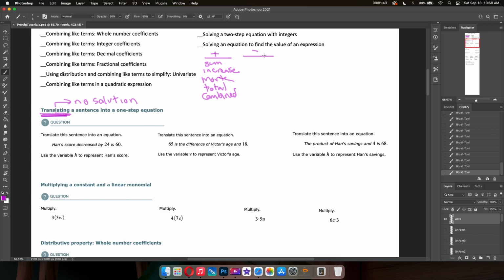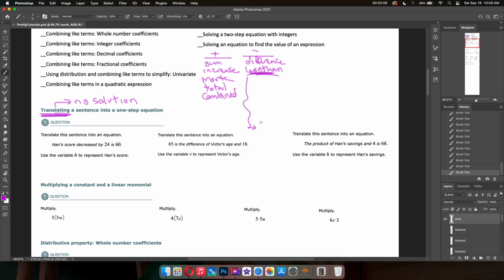Words for subtraction. The biggest one is probably going to be difference. And then you have the word less than. That one I want to draw a little bit more attention to because this one is hard for students to translate, specifically because the translation is backwards. So let me give myself down here where there's some space.